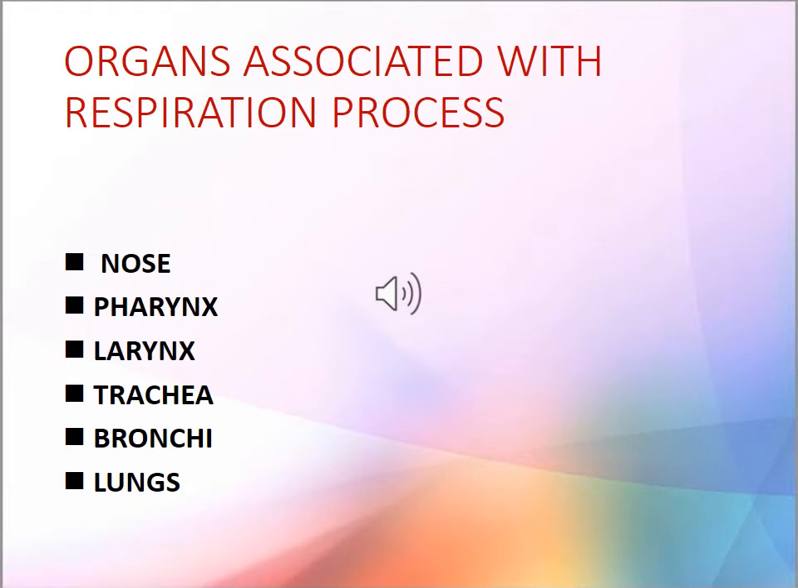The next slide is about organs associated with the respiration process. So what are the organs needed for this process? The organs are nose, pharynx, larynx, trachea, bronchi and lungs. So these are the organs which are associated with the respiration process occurring in a human body.